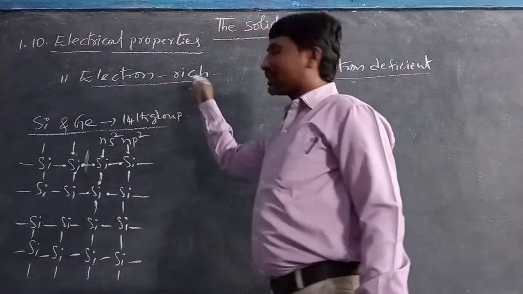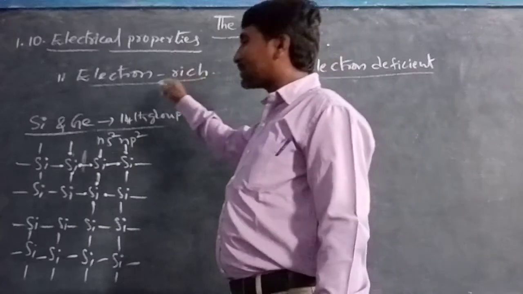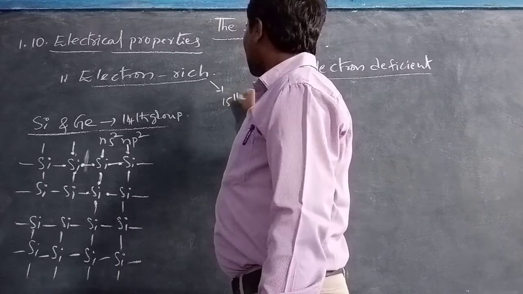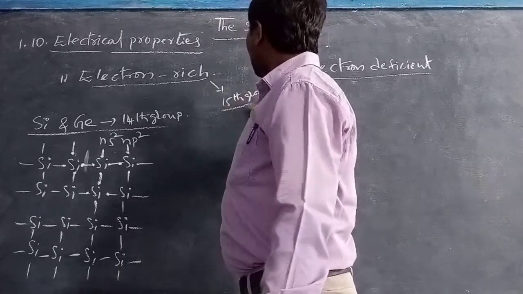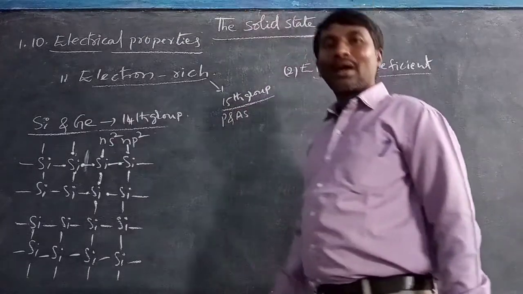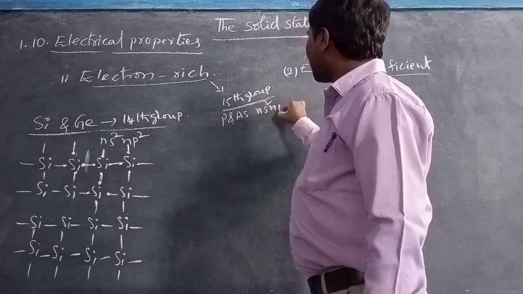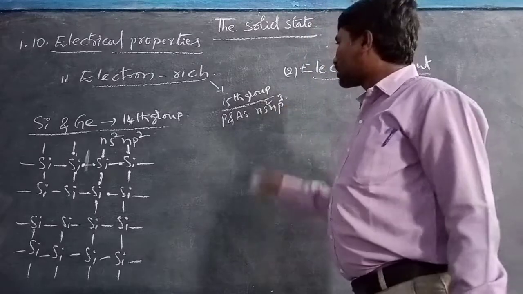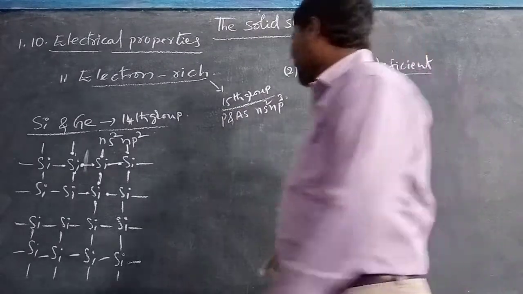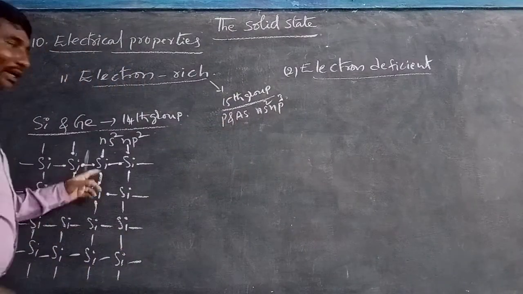In electron rich doping, we add electron rich elements to this. Electron rich elements here means 15th group elements, like phosphorus and arsenic. What is the electron configuration in the outermost shell? ns2 np3. So in the outermost shell, how many valence electrons are there? 5 electrons.